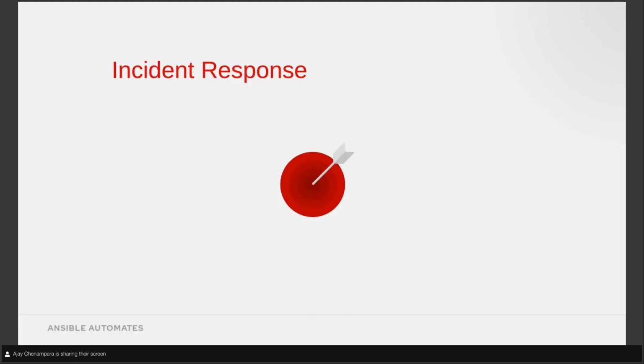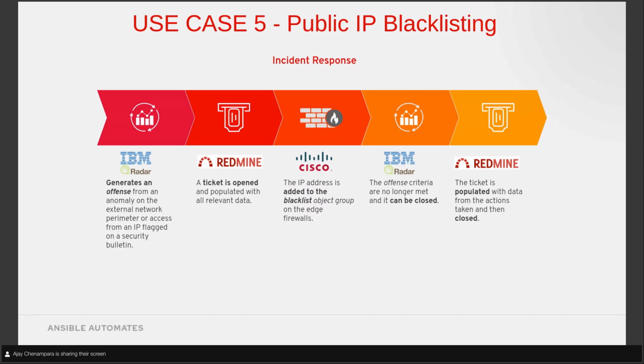For a final use case, let's look at incident response. Incident response requires not much of an explanation. This is how security teams react when a security incident is reported. So let's look at some use cases to understand this. In the first use case, let's say security analysts have identified a public IP that has infiltrated the organization or is trying to infiltrate the organization, and it needs to be blacklisted.